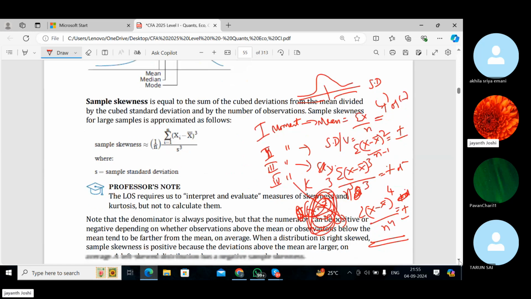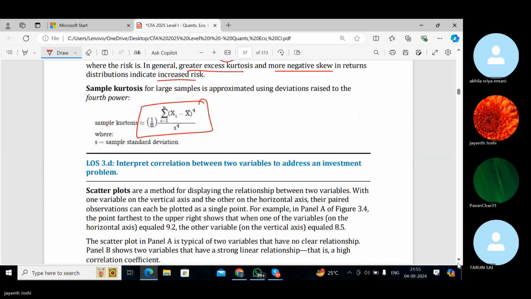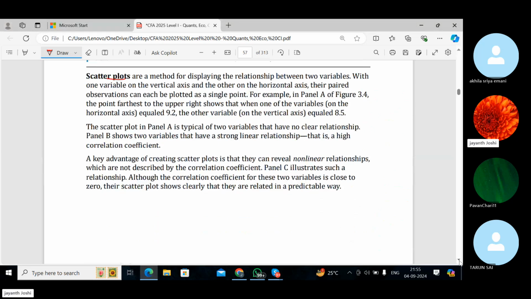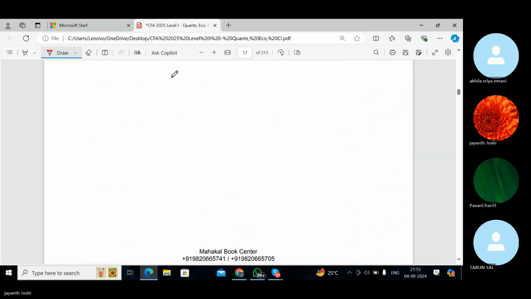Now coming to the next concept, scatter plots. What do scatter plots show? Scatter plots show in which direction the data is going when you plot a graph. For example, if I take price and supply.